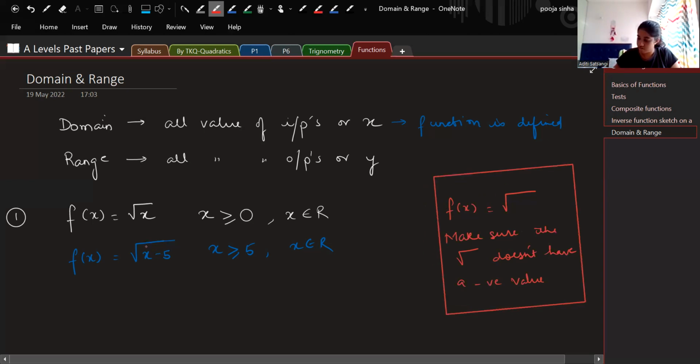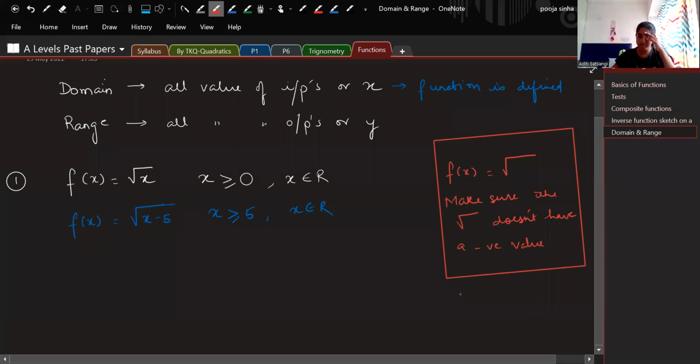So in such a case, the domain will be x greater than or equal to 0, and x is an element of R. That's how you will define your domain here. Good.